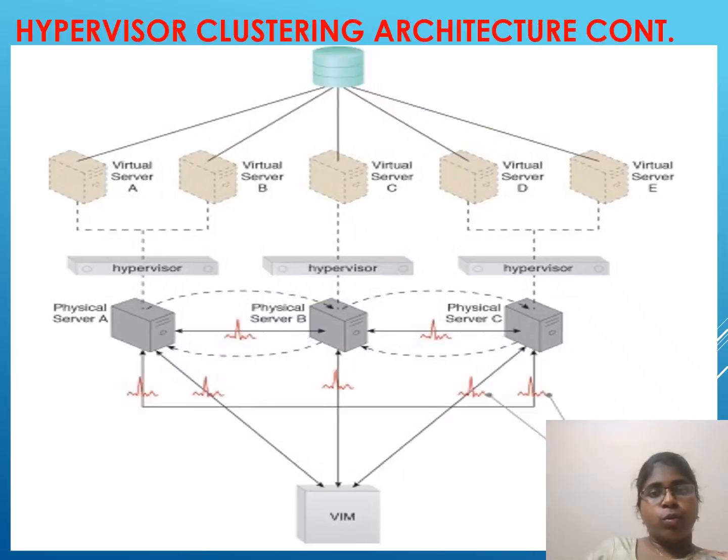This is another architecture diagram for hypervisor clustering architecture. The main database contains the virtual servers, like virtual server A, B, C, D, and E. They connect to the hypervisor, and then the hypervisors connect to the physical servers. The physical servers can connect from one to another in the virtual infrastructure management. All of the virtual servers, physical servers and hypervisors are connected with the virtual infrastructure manager.